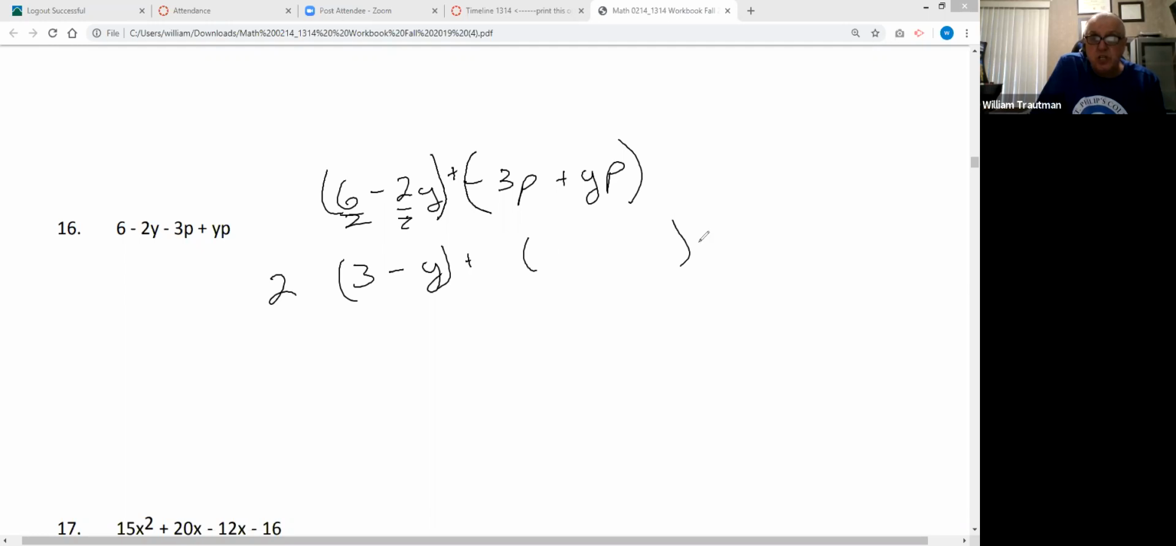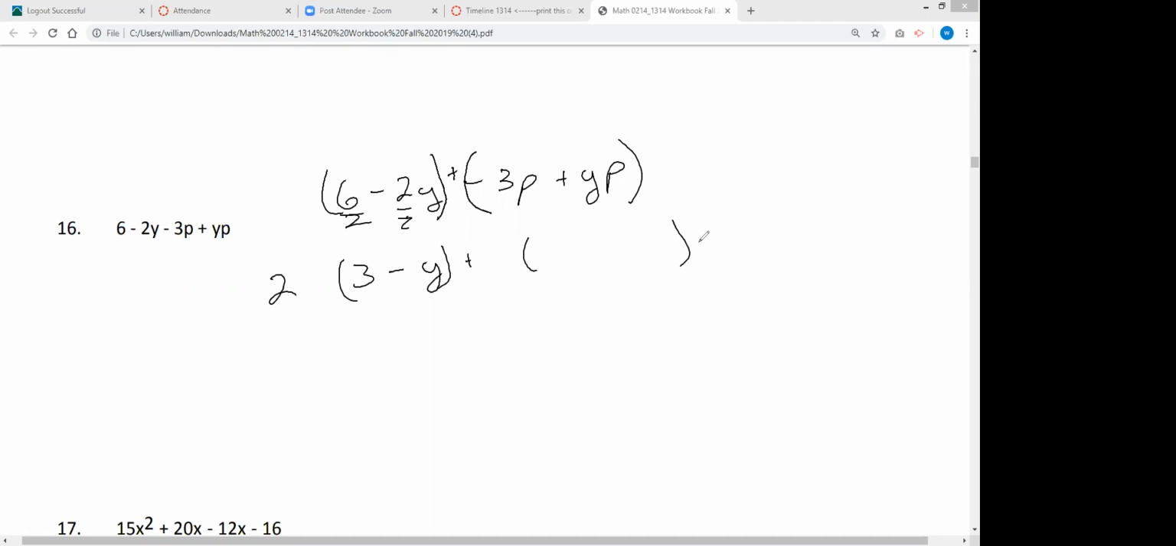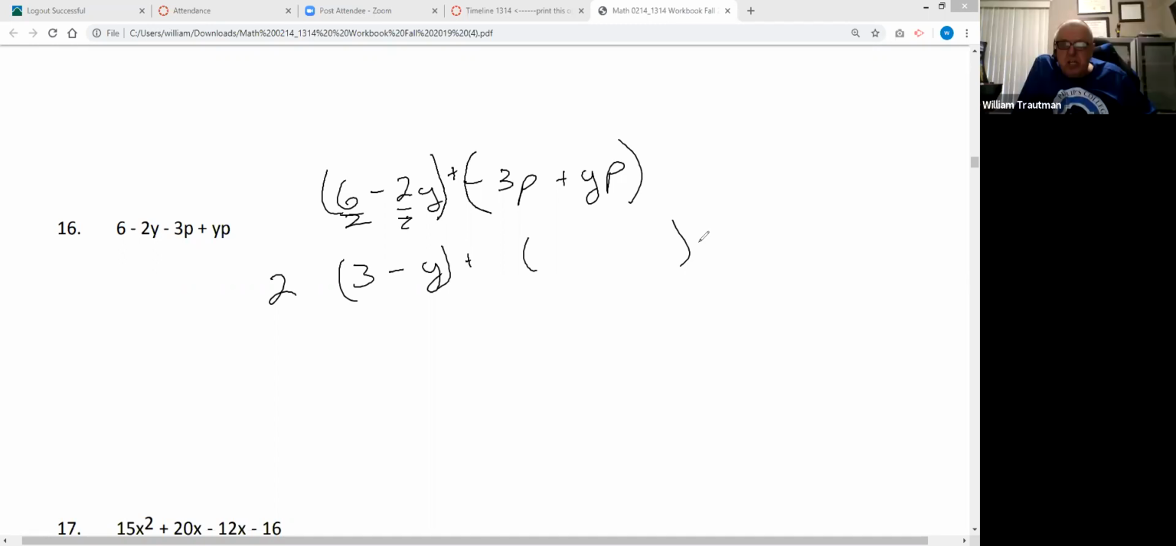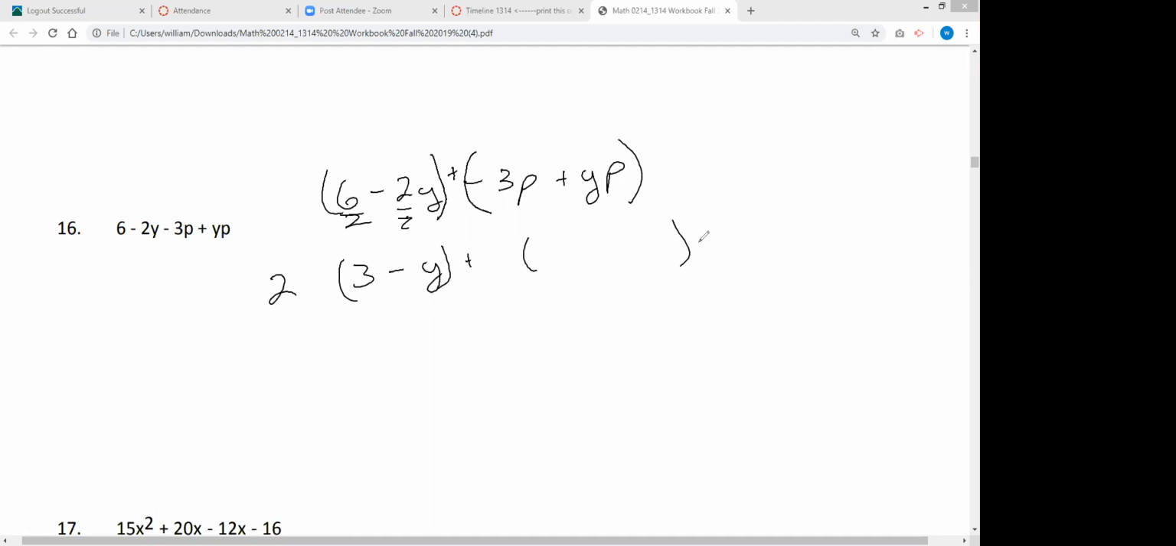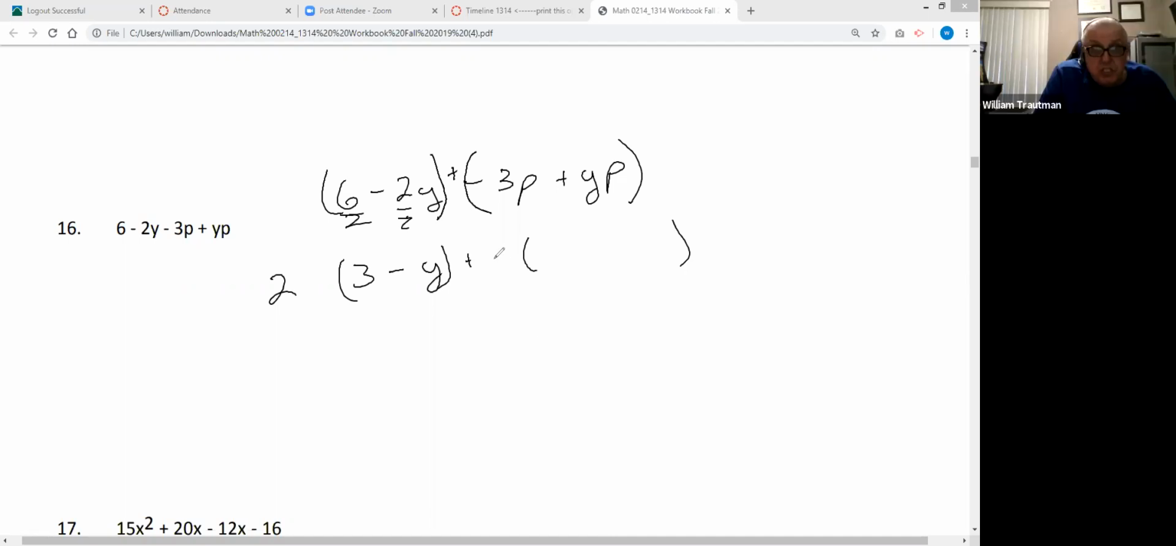Okay, the next one. That's negative 3p plus yp. What is the largest number that divides out? 1. And then does a y divide out? No, just the p. A p divides out. But watch what happens. If you're writing this down, don't write the next part down. I'm going to make a mistake and then I'm going to come back and fix it.